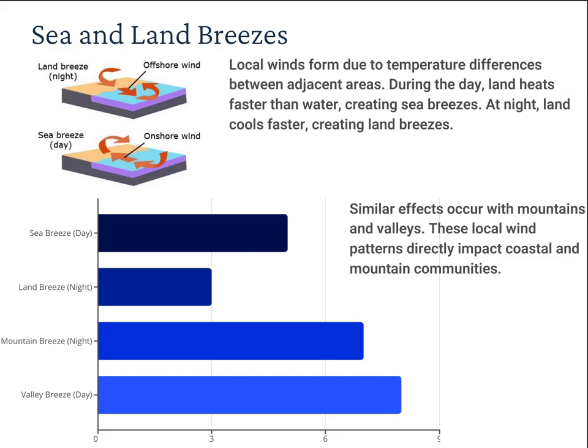At night, the opposite happens. The land cools faster than the water, and now the air flows from the land to the sea. This is called a land breeze. Similar processes occur in valleys and mountains. These breezes impact local weather and are especially important in coastal and mountainous communities.